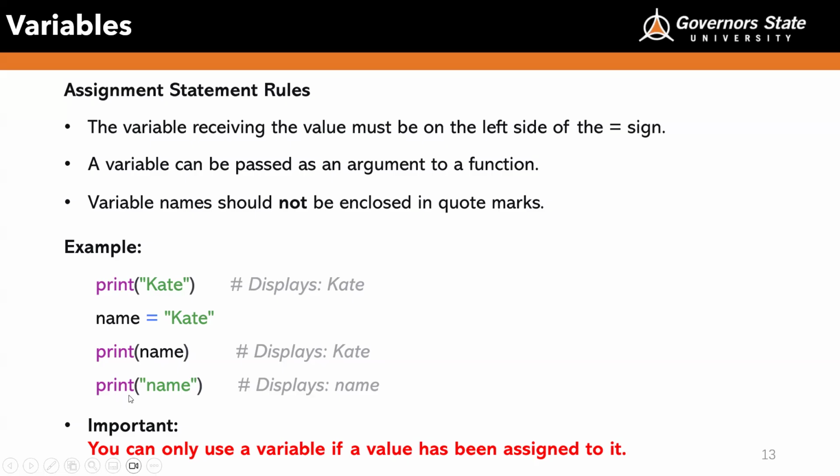And if you print it with quote marks, as this one mentions, the quote marks will make anything between them into a string, just a normal string. So it will have nothing to do with the variable. Okay.